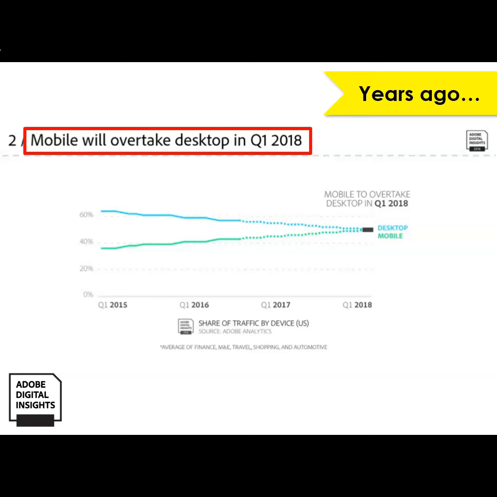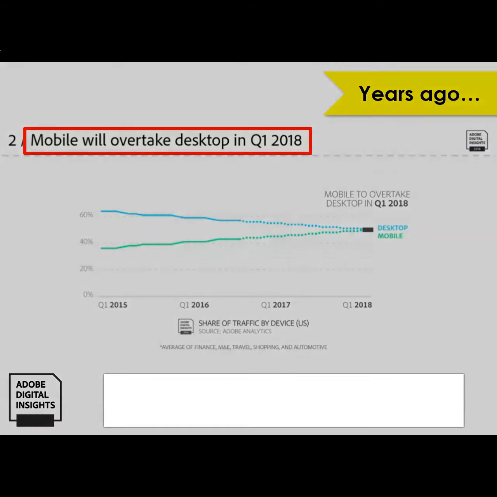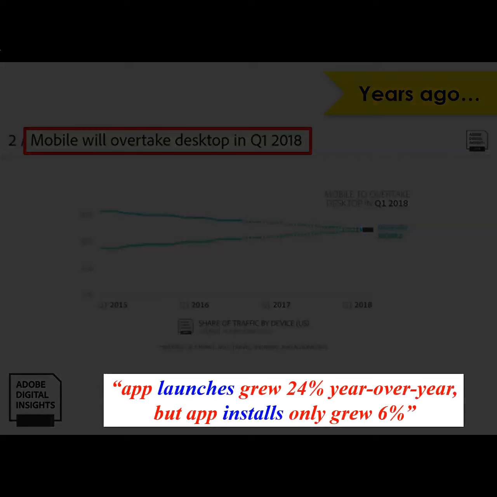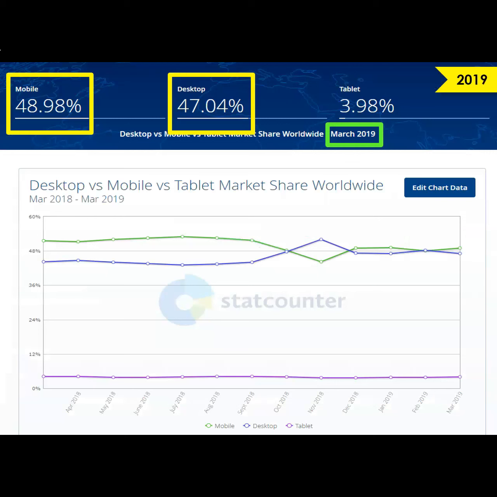Only a few years ago, there was an estimation by Adobe Digital Insights about whether or not mobile would overtake desktop around 2018. Specifically, they shared data which indicated that app launches grew about 24% year over year, but app installs only grew 6%. In 2019, you can see that mobile usage worldwide was slightly above desktop usage, where mobile usage was around 49% and desktop usage was around 47%.